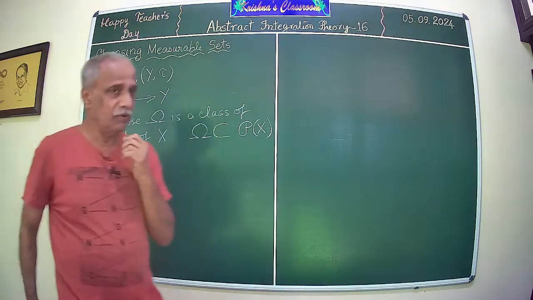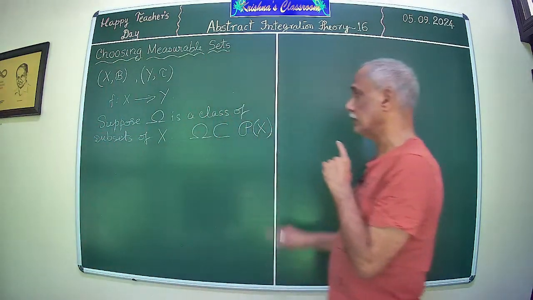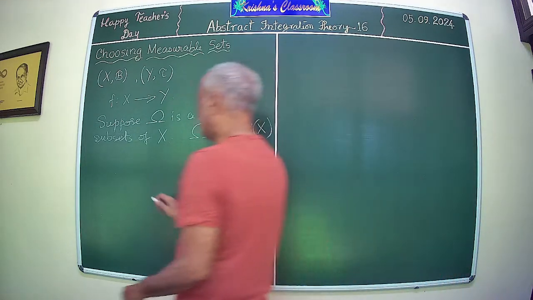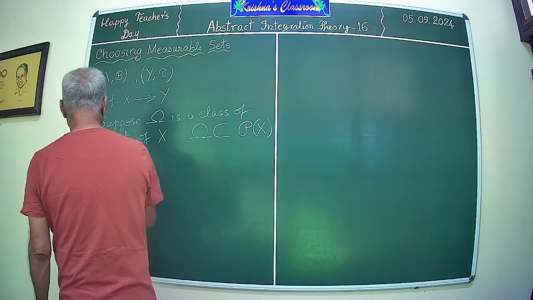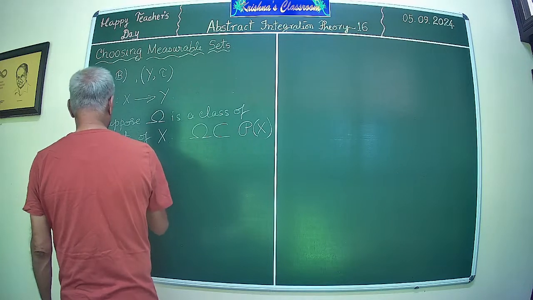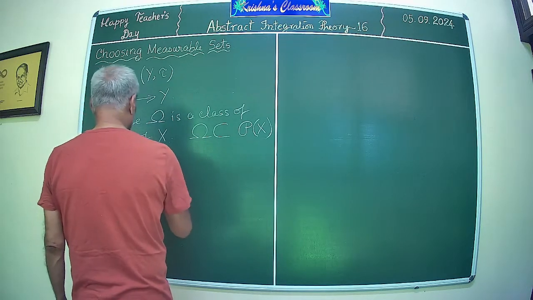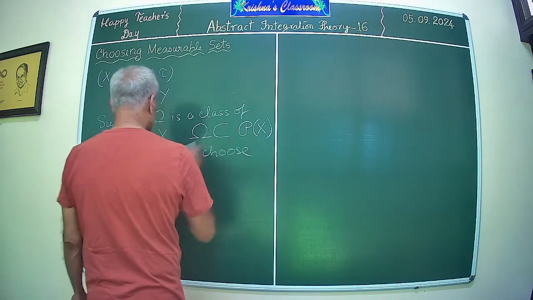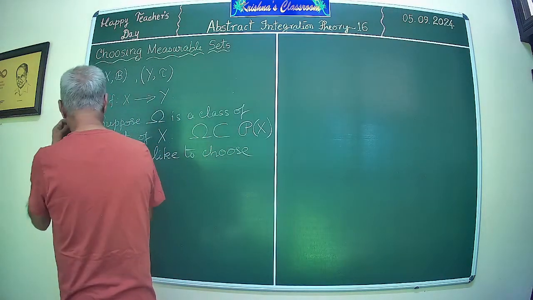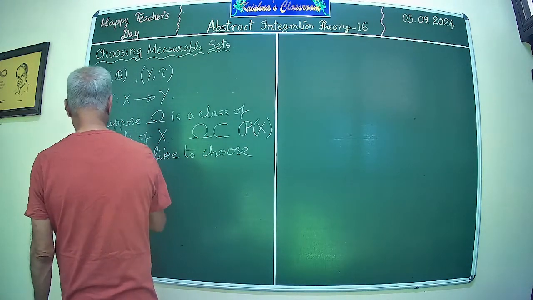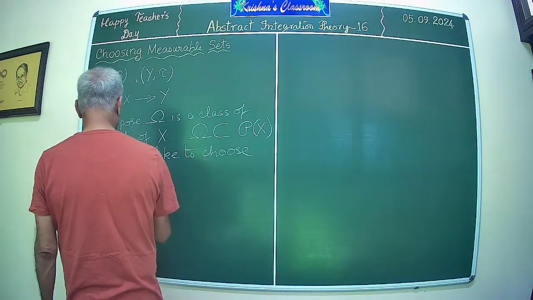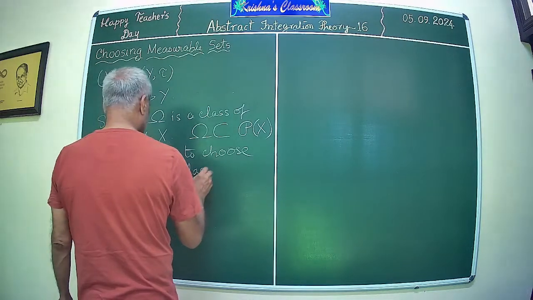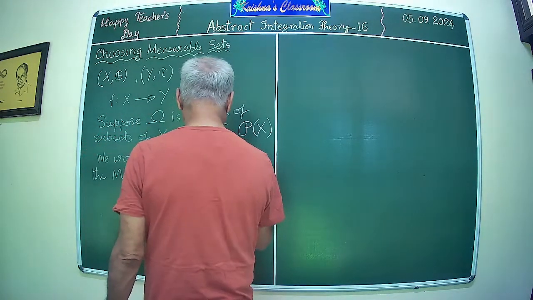Now, from this choice, we would like omega to choose the measurable class, the sigma algebra.